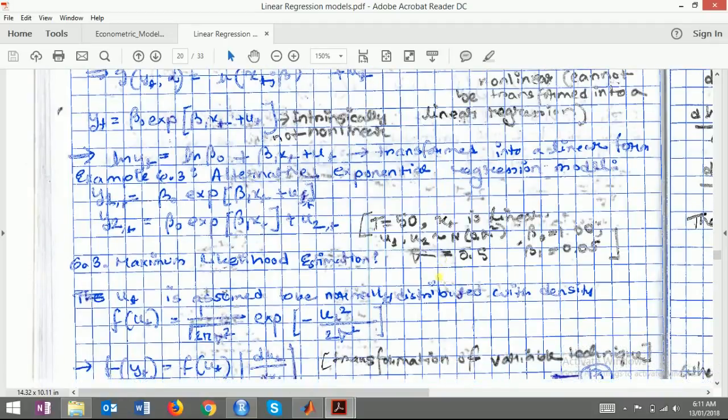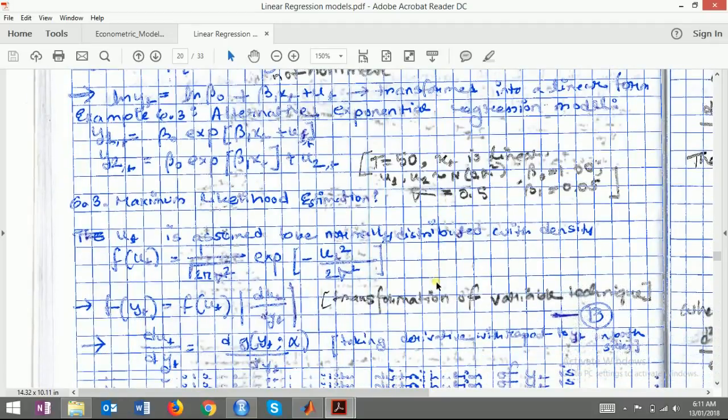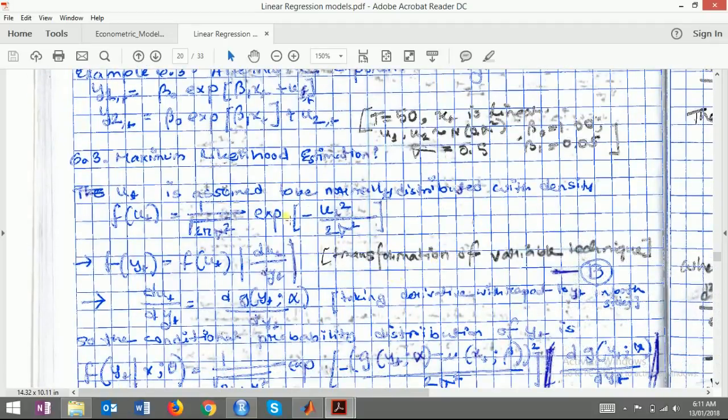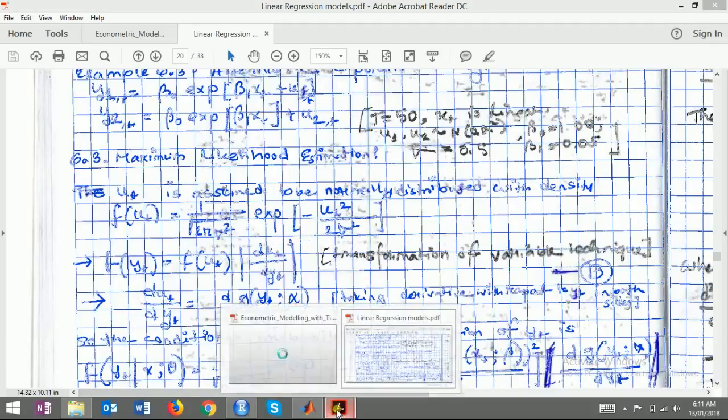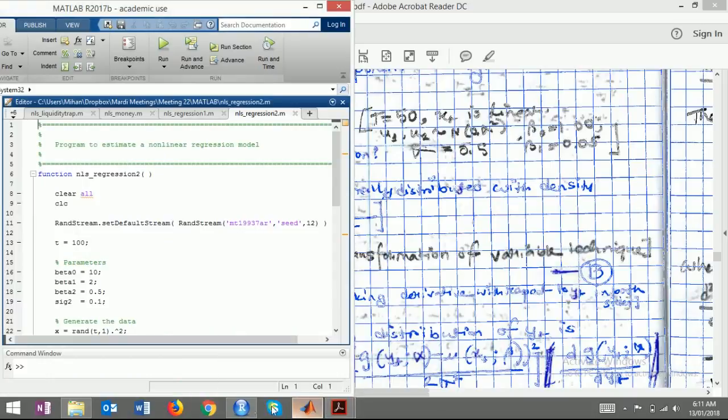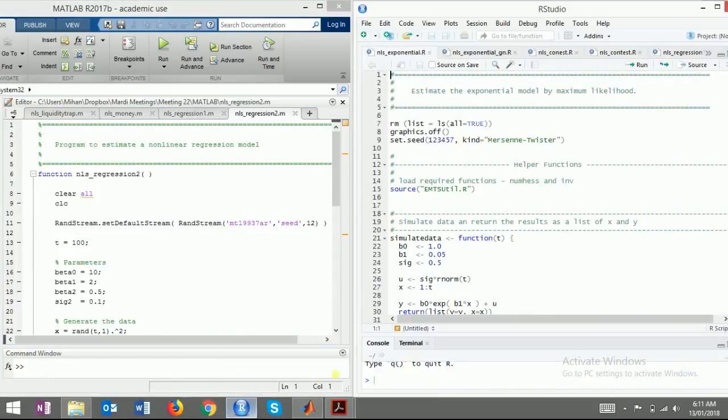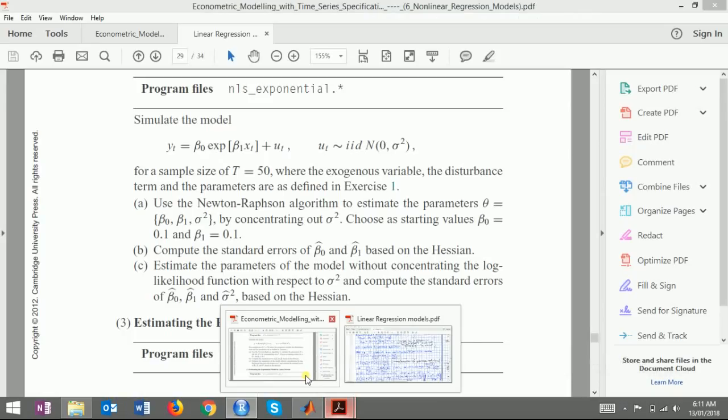This is what was discussed in this part. You see, this is the log likelihood function. Okay, let's get into the main thing, then we will basically go through one by one slowly.